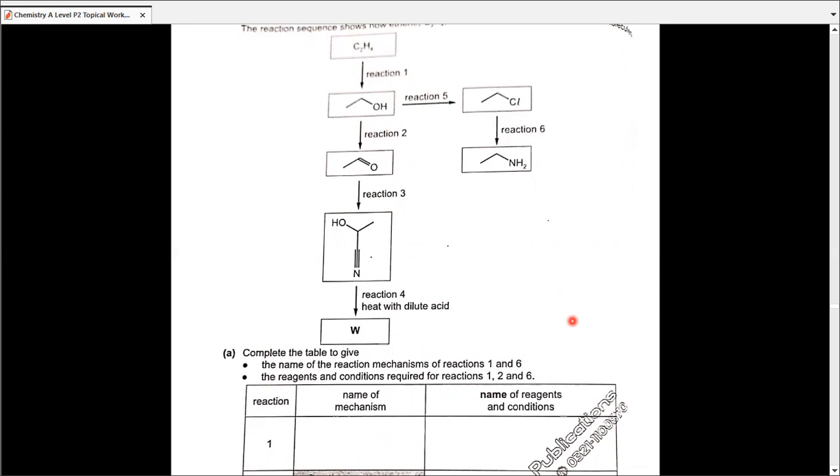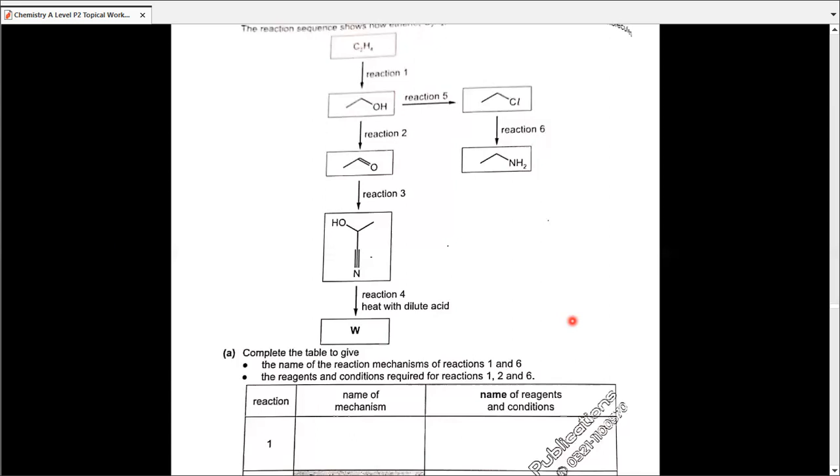So even when you cannot see the whole table, I hope the dotted lines give you the idea that for 1 and 6, we need the name of the reaction mechanism, and condition. And in the case of 2, we don't need the name of the mechanism, but we require the reagents and conditions. So the only exclusion is the name of the reaction mechanism for reaction 2.